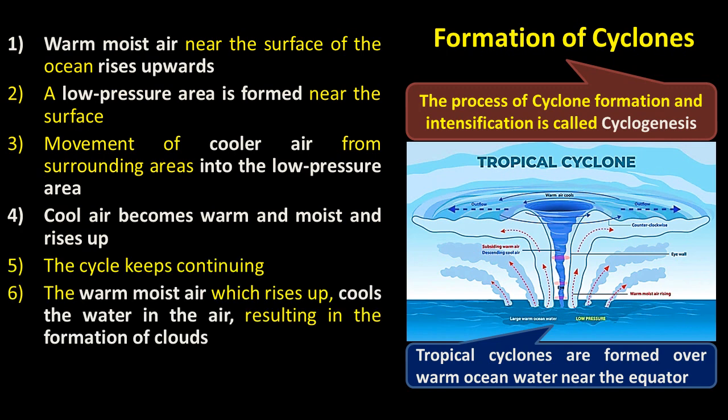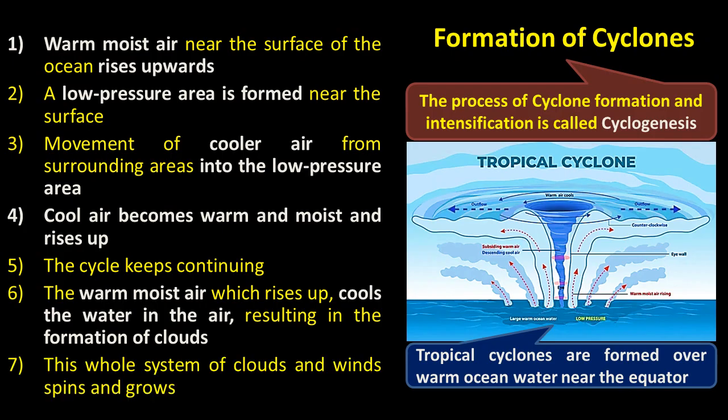The warm moist air which rises up cools, and the water in the air condenses, resulting in the formation of clouds. This whole system of clouds and winds spins and grows. Interestingly, this entire cycle continues, resulting in a cyclone.